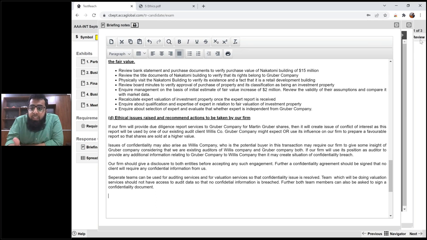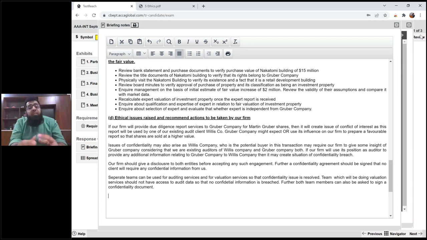We identified another issue, which is relating to confidentiality. We commented on an action that we should give a disclosure to both of them. We said that we should use separate teams. Are you people getting it? Now, what else can you do?